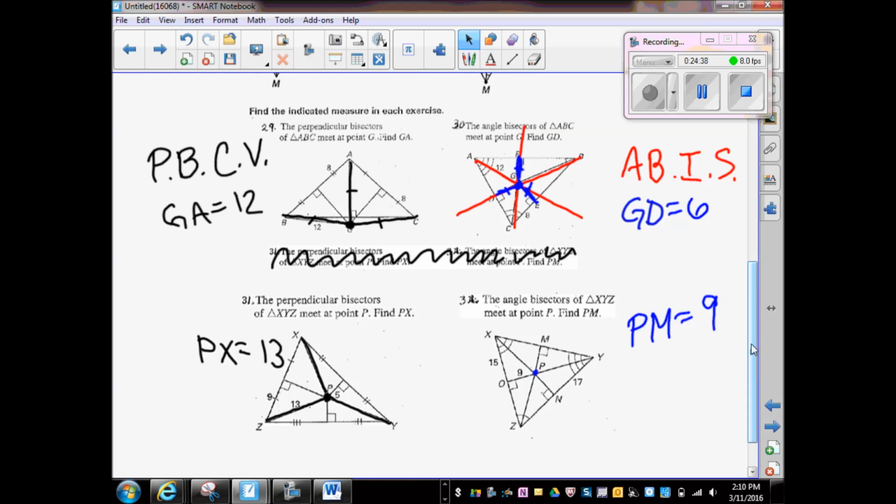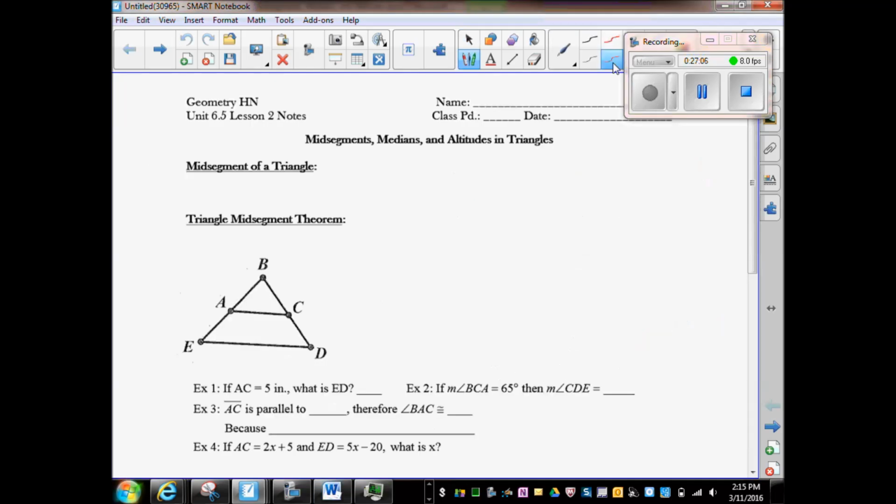Alright. You should have your notes in front of you. Let's switch over to that. We've already learned about midsegments. We're going to just do a quick review of it right now before we learn about two new things. So our midsegment. What is a midsegment? You should know this from your vocab. It's a segment that joins the two midpoints, right?